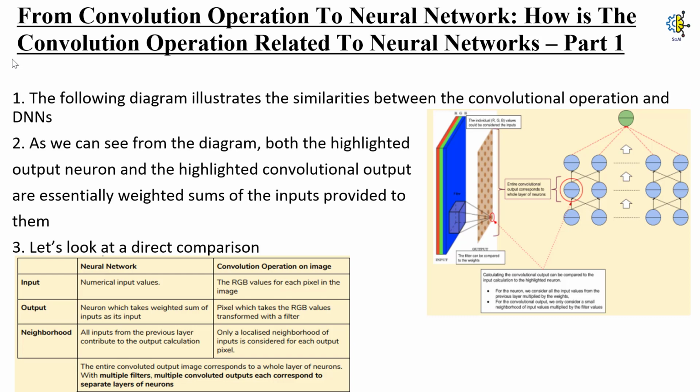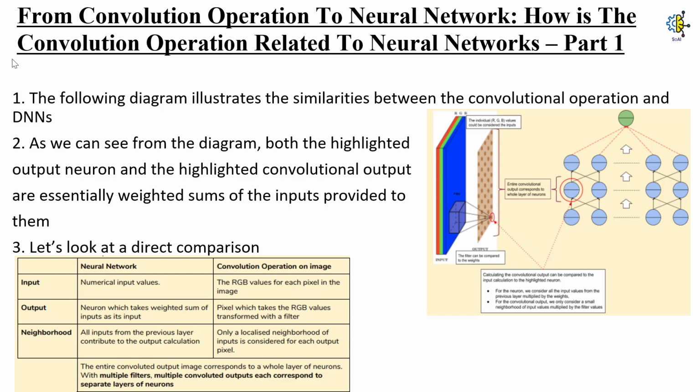Let's look at a direct comparison. This is the comparison between neural network and convolution operation on image on the basis of input, output and neighborhood. Let's start the comparison. On the basis of input, numerically input values for neural network, and for convolution operation on image, the RGB values for each pixel in the image. For output, neuron which takes weighted sum of inputs as its input, for neural network. And for convolution operation on image, pixel which takes the RGB values transformed with a filter.